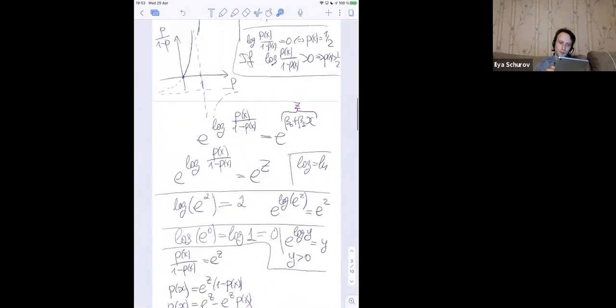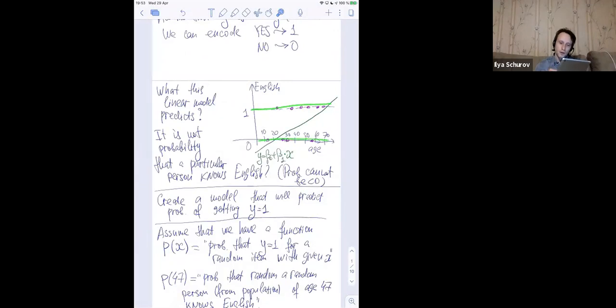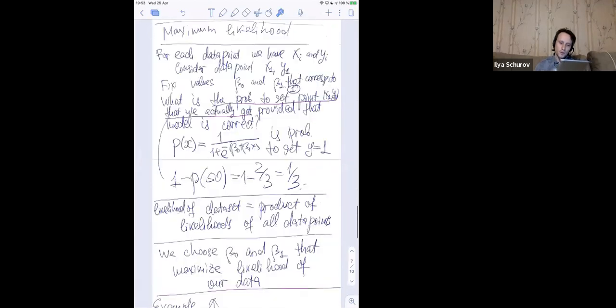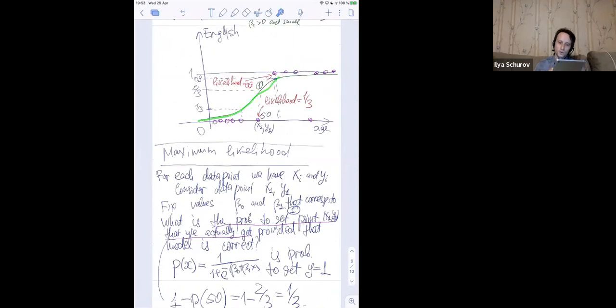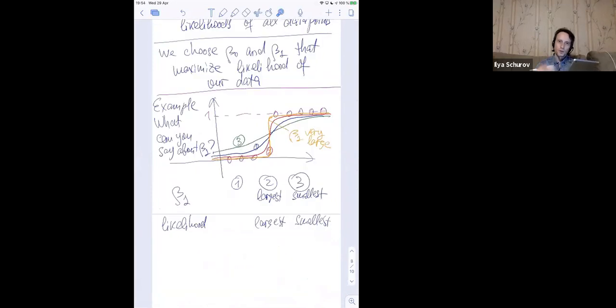Let me reiterate a little bit. We discussed how to deal with a binary categorical dependent variable. We said that we can encode it with zeros and ones. And then instead of fitting a straight line, we fit this curve, which is called the logistic curve, like this one. We fit it using this maximum likelihood idea in such a way that it goes close to our data points. And then we can use predictions of this model. We can interpret these predictions as probabilities.